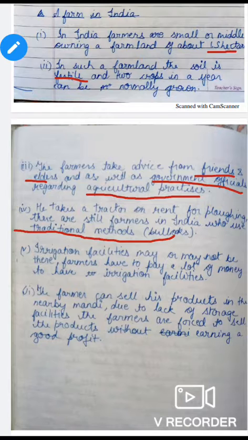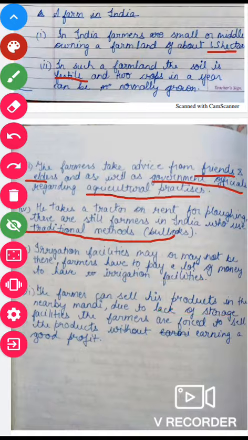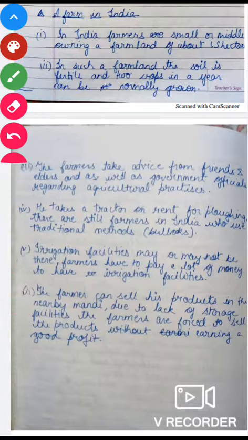Irrigation facilities may or may not be there. Farmers have to pay a lot of money for the irrigation facilities. Farmers can sell their products in the nearby mandi due to the lack of storage. Remember this point, guys. Lack of storage facility. The farmers are forced to sell their products without earning a good profit. So one reason for not earning a good profit can be the lack of storage, because without storage you cannot store your crop for a long time, so you need to sell it as quickly as you can, and because of this they are not getting a good profit.